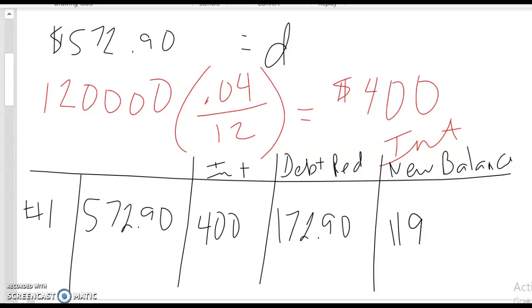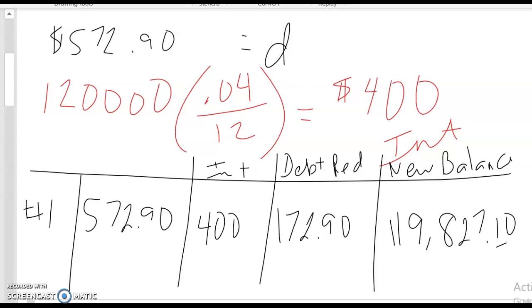So we're talking $119,827.10. And this is where the depressing factor comes in, is that you just made a payment of $572.90 and your balance only reduced by $172.90. That really stinks. Okay, that's month number 1.